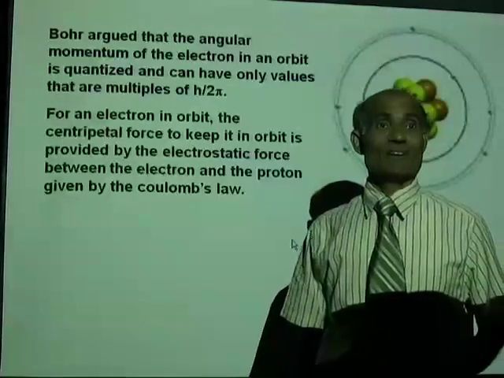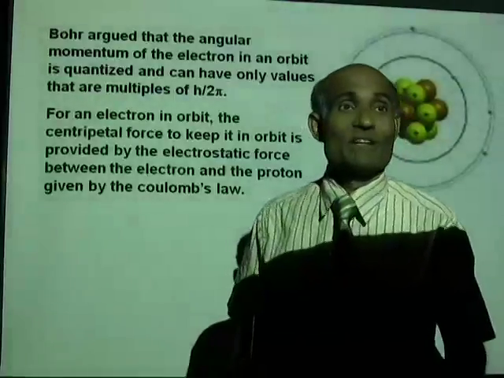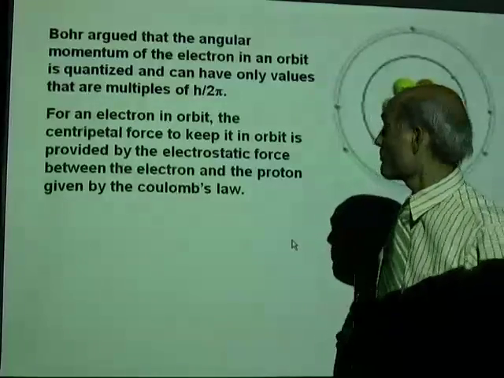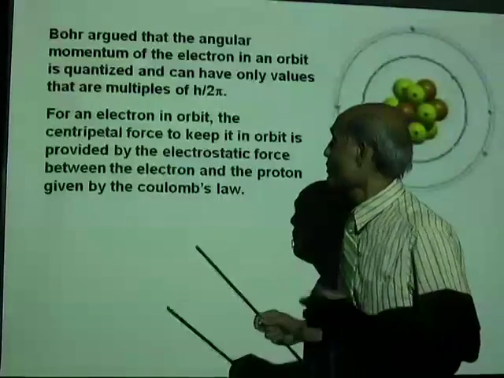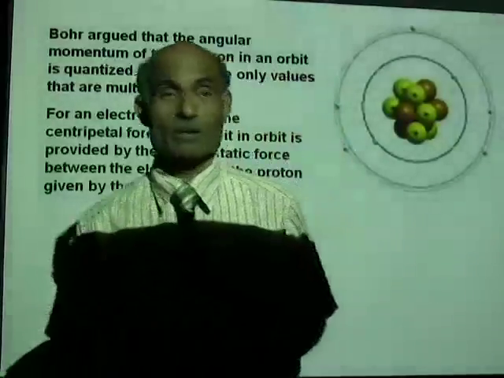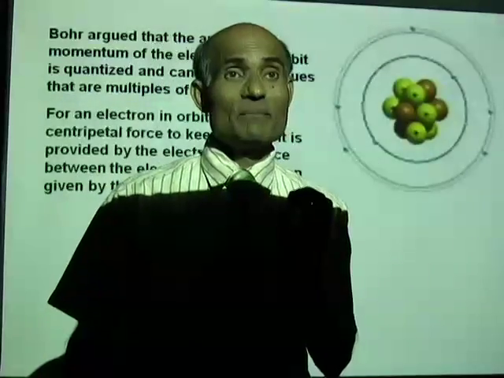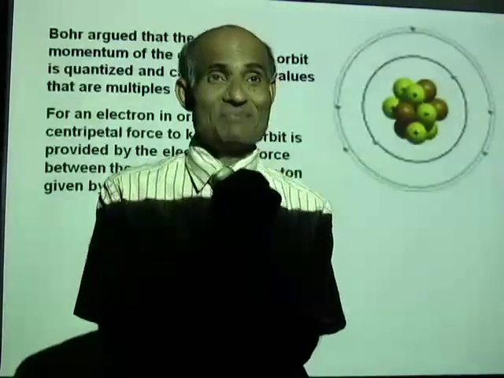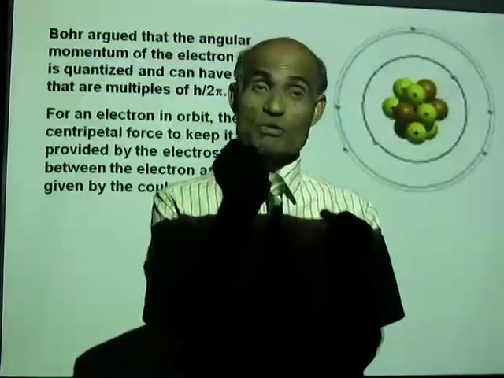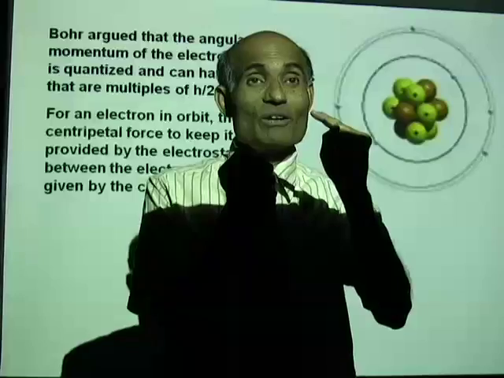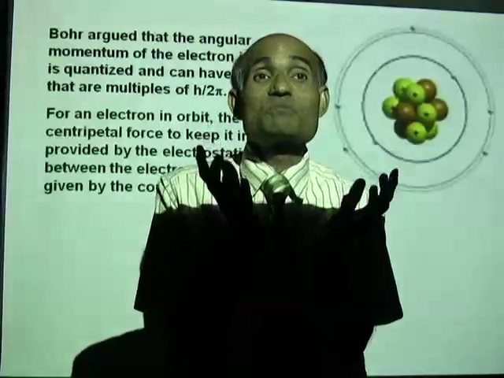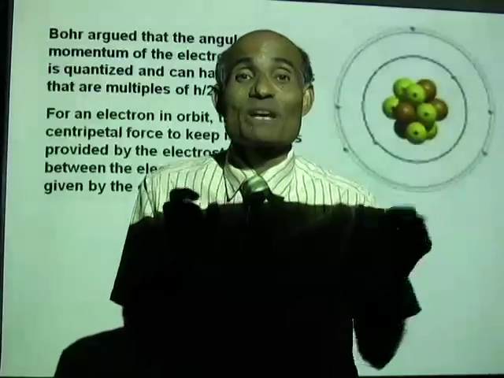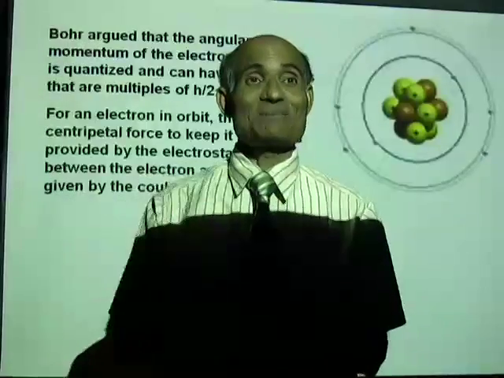For an electron in orbit, the centripetal force to keep the electron in orbit is actually provided by the electrostatic force between the electron and the proton. Now, let me say one thing here. The model of the atom that Bohr developed is using specifically the hydrogen atom. Now, the hydrogen atom has one proton in the nucleus and one electron. So, the Bohr model of the atom is specifically for the hydrogen atom. Later on, we will see the Bohr model actually breaks down when it comes to higher atoms.